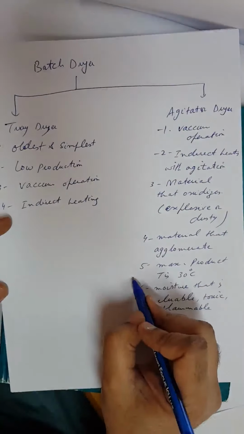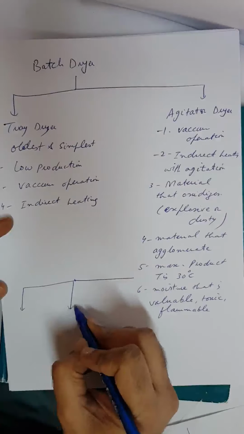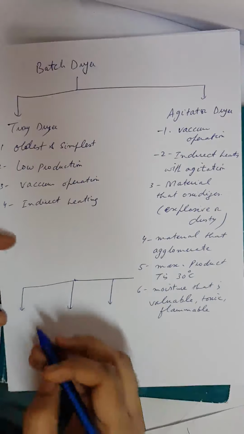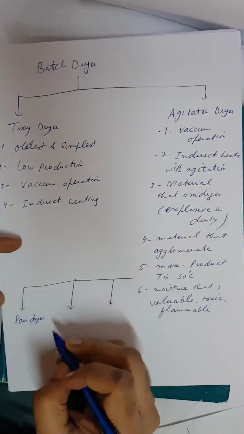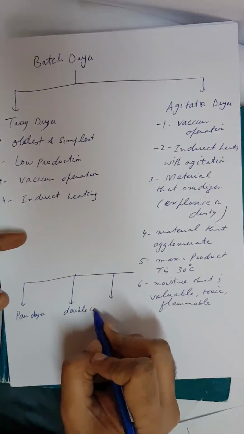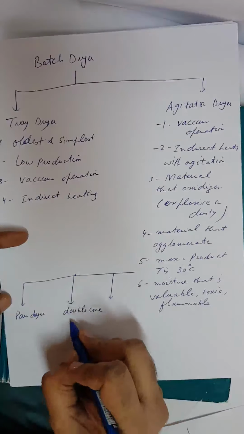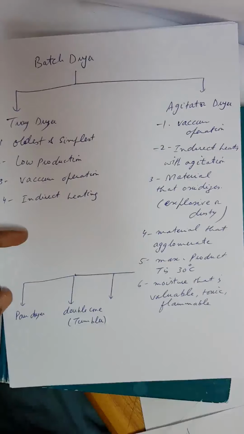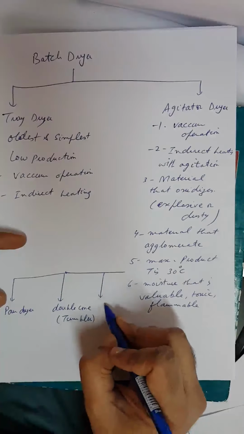So the agitated dryer is then classified into three. One is called pan dryer. The second one is called double cone or tumbler. The third one is called paddle agitator.